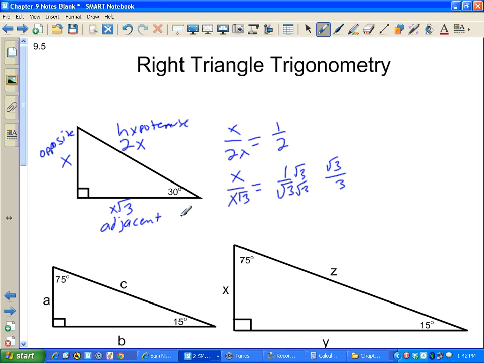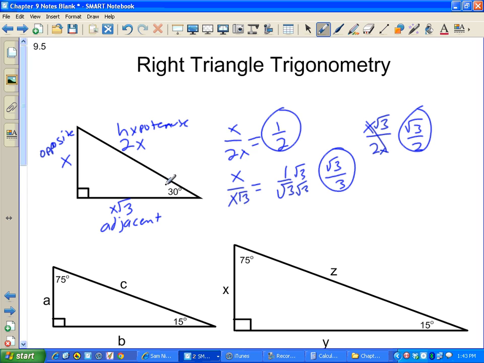If I want to know the ratio of the adjacent side to the hypotenuse, that's always going to be x square root of 3 over 2x. The x's will cancel, and it's the square root of 3 over 2. So these are the constant ratios that I'm going to get between the different sides. If I'm going to compare the opposite side and the hypotenuse, I'm always going to get a ratio of 1 to 2. If I'm going to compare the adjacent to the hypotenuse, I'm always going to get a ratio of square root of 3 to 2.